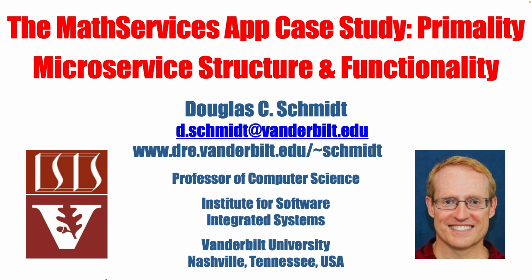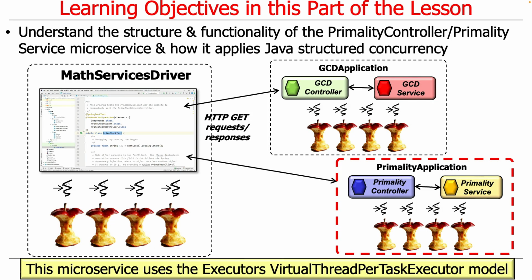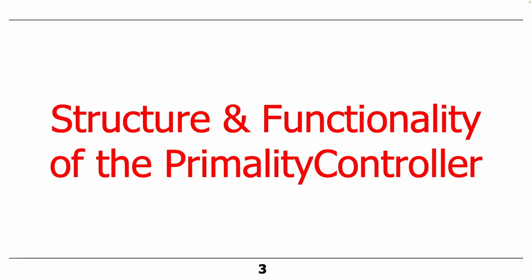We're now going to talk about the structure and functionality of the Primality Microservice. This is going to be very quick because this should be review. We've talked about stuff like this before. This one uses the virtual thread per task executor concurrency model.